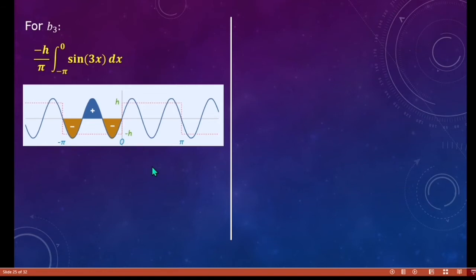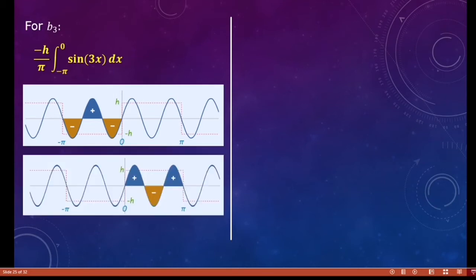What have you observed? Itong two areas na ito is magiging 0. But the third one is important. So it is like b sub 1 integral, but only 1/3 of the area. So let's try to look at yung sa right hand side. So we have 0 to pi. Ito rin, magiging cancel din ng isa, and may isa na naiwan. And we then conclude that b sub 3 is just b sub 1 over 3, or 1/3 ng b sub 1. So we have 4h over 3 pi.